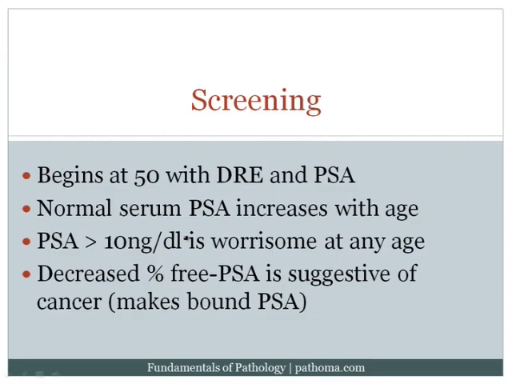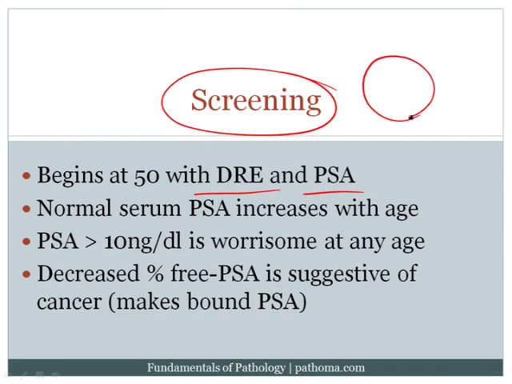Therefore, in order to detect prostate cancer, we need to screen. And so screening begins at the age of 50 with both digital rectal exam and PSA. Now recall that if this is the prostate here and it sits anterior to the rectum, then the digital rectal exam is actually analyzing the exact location in which prostate cancer usually occurs. Because remember that prostate cancer usually arises in the posterior periphery of the prostate.